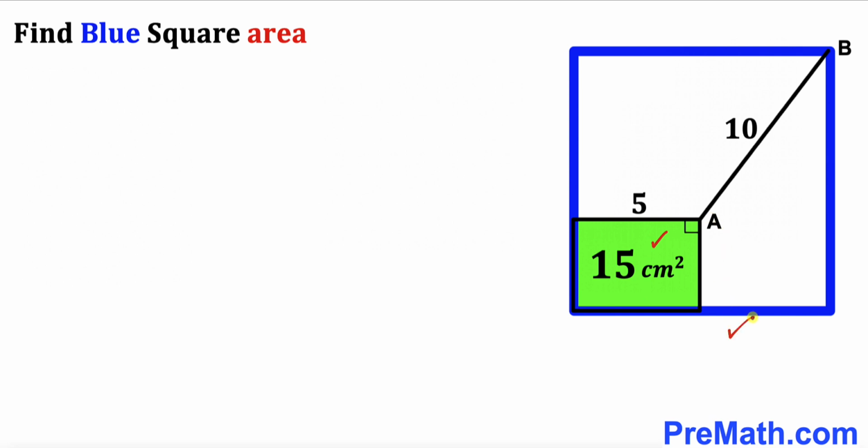Here we have this green rectangle fully confined in a blue square, as you can see in this diagram, along with this diagonal AB, such that the area of this green rectangle has been given to us as 15 centimeter square, and the side length of this green rectangle is 5 centimeter. And this AB segment length is 10 centimeter. Now our task is to calculate the area of this blue square.